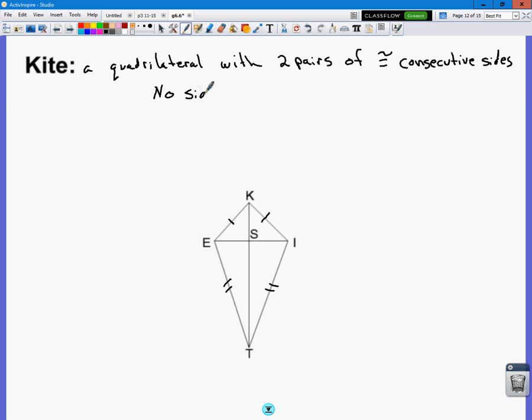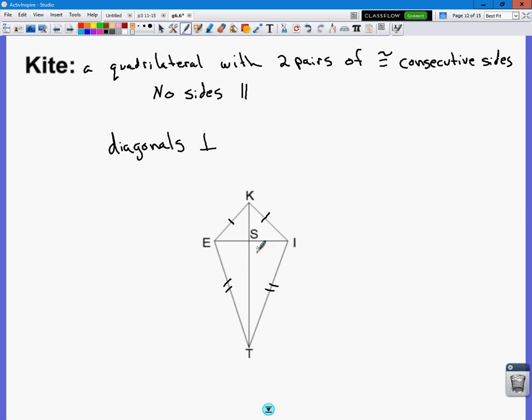No sides in a kite will be what? Parallel. No parallel sides in a kite. The diagonals of a kite, however, are perpendicular, which is why in that coordinate proof that we did, it was important to show that it was a parallelogram first before we showed it was a rhombus, because the diagonals being perpendicular is not enough to show that something is a rhombus. It has to be a parallelogram as well as having perpendicular diagonals.